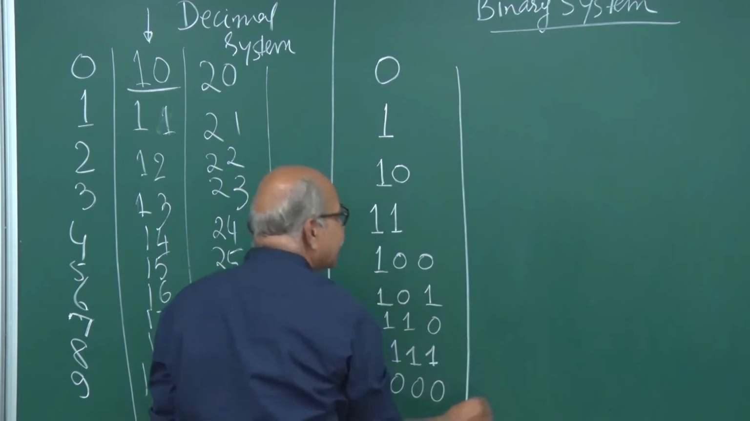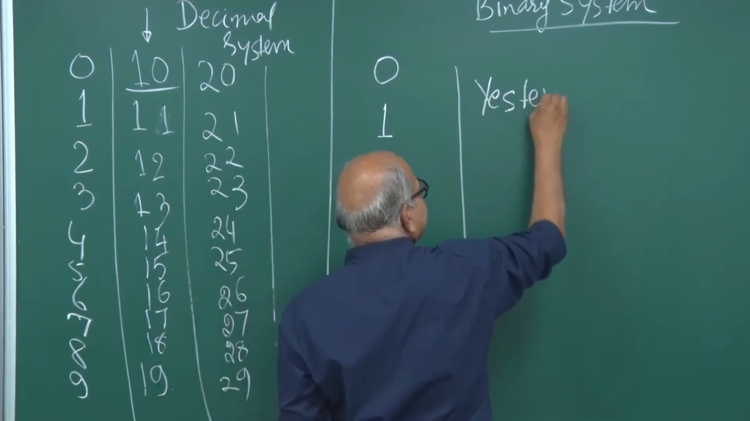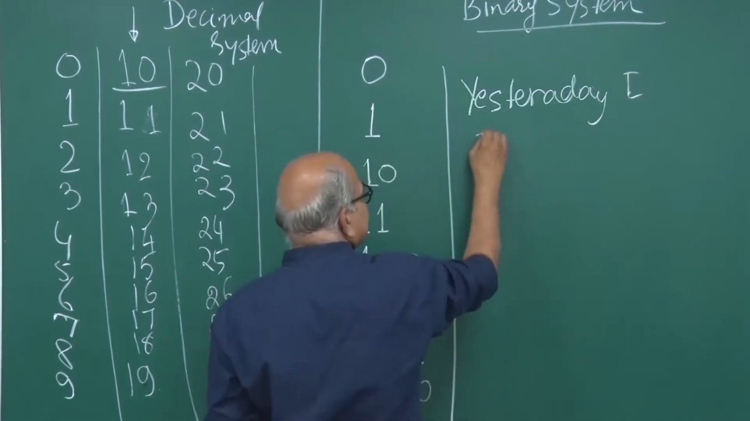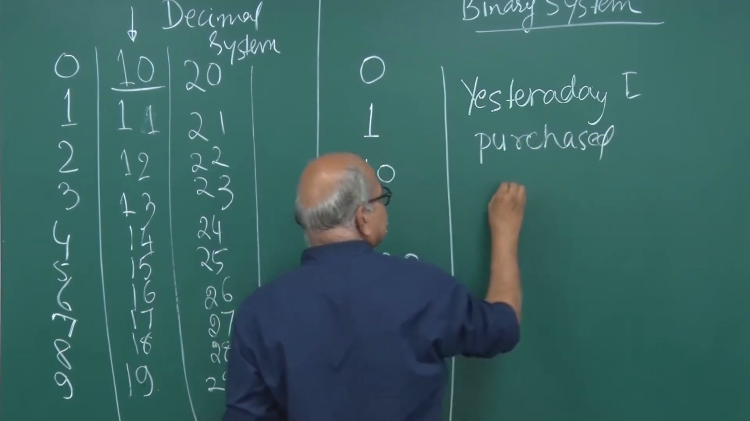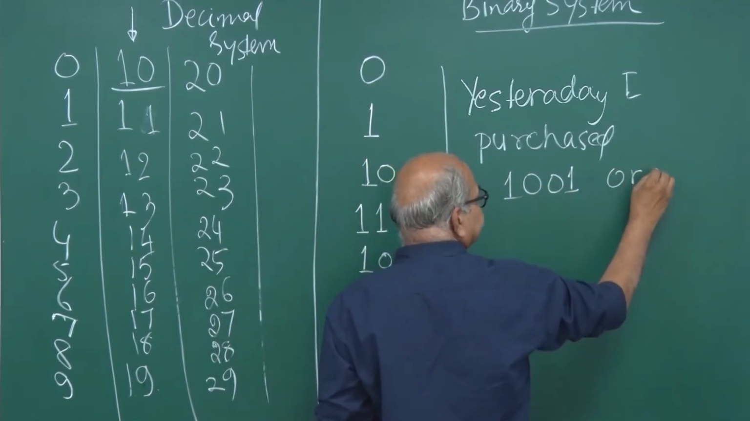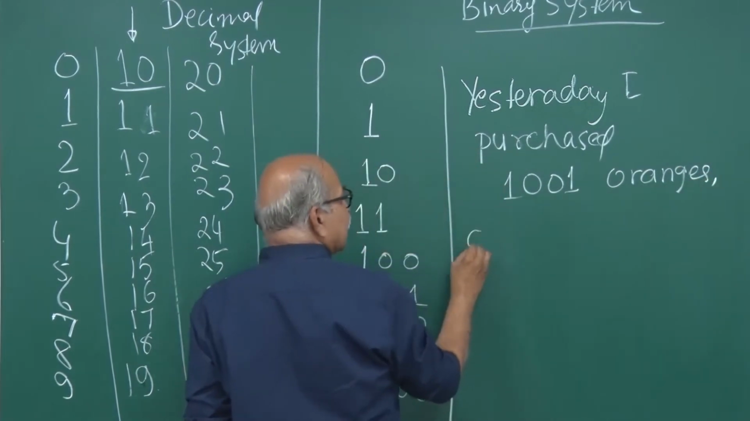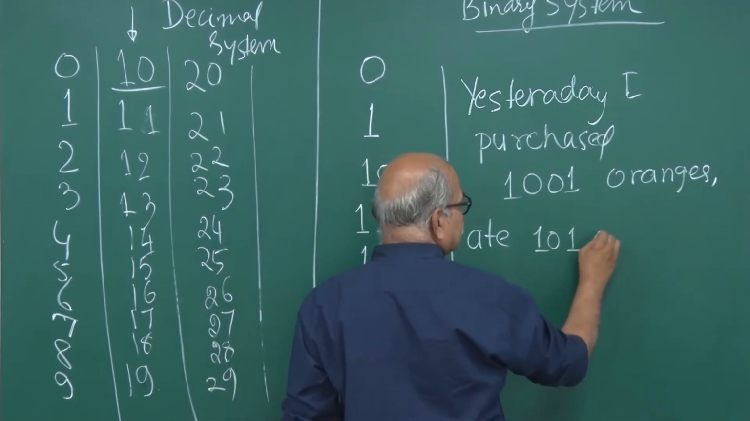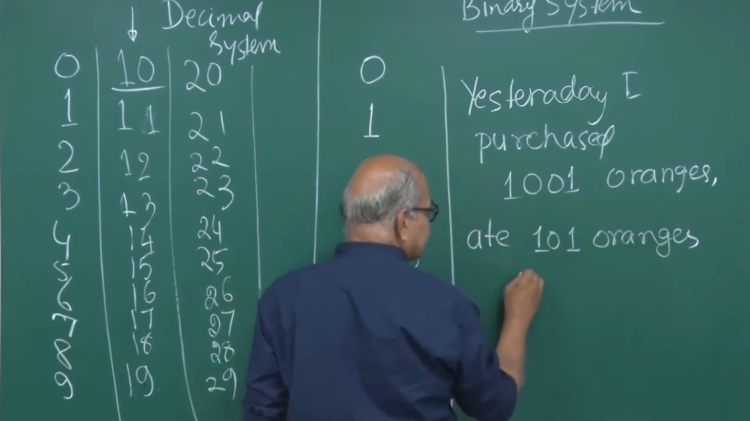So, you can have that conversion, that numbers. So, if I write, suppose let me write a sentence. Yesterday I purchased, let us say 1001 oranges. At 101 oranges in the morning.